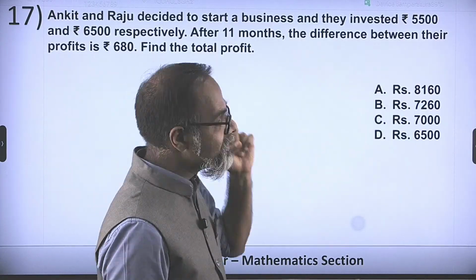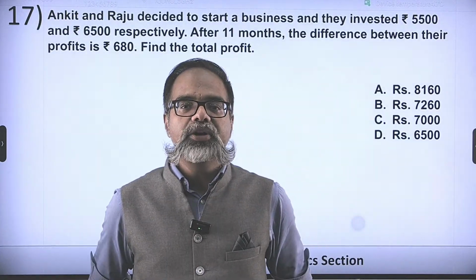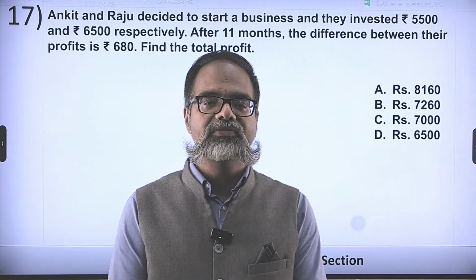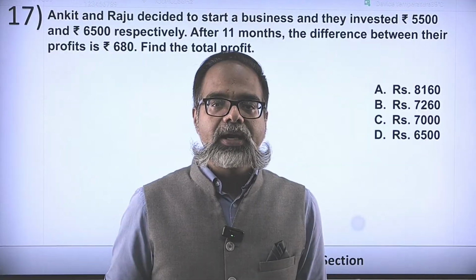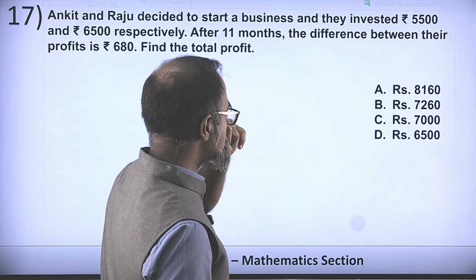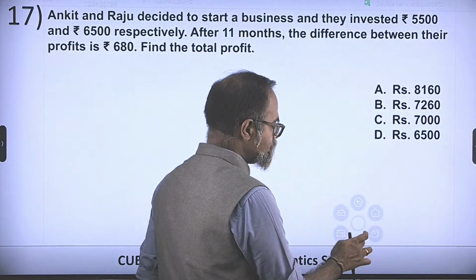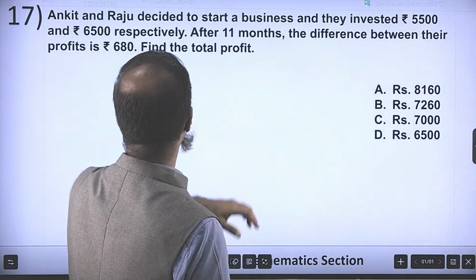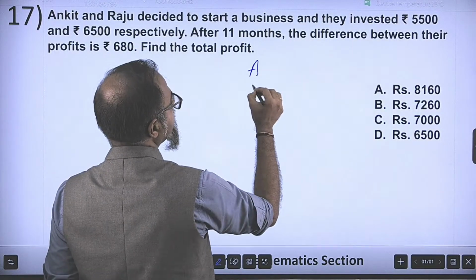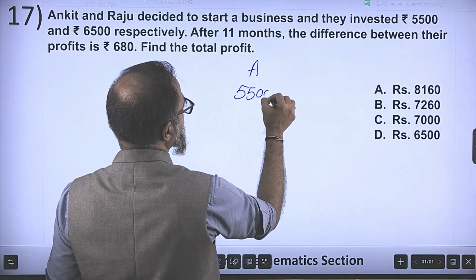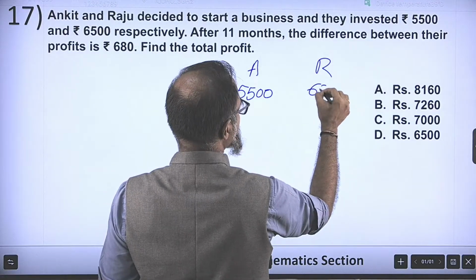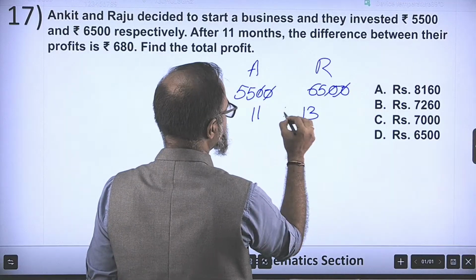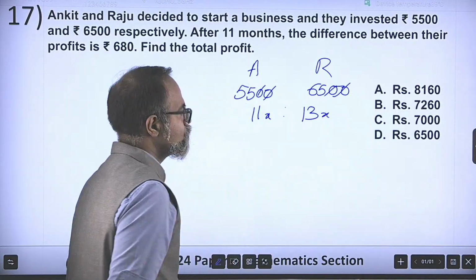Okay. Now it says Ankit and Raju decided to start a business and they invested 5,500 and 6,500 respectively, right? So after 11 months, the amount of time for which they have invested is the same. So the profit will simply be in the ratio of their amounts invested. So Ankit is 5,500 and Raju is 6,500. So the ratio of their investments is 11:13.